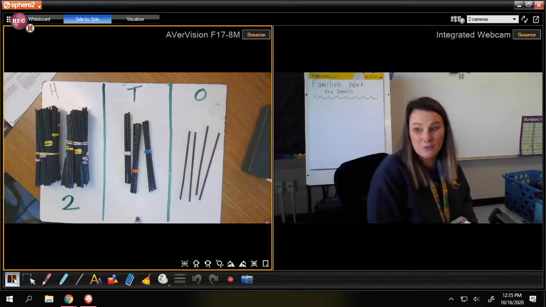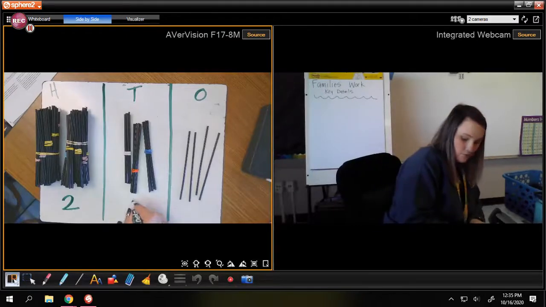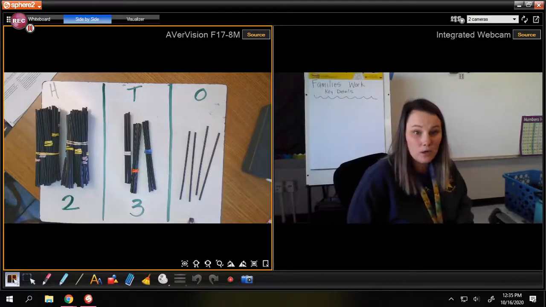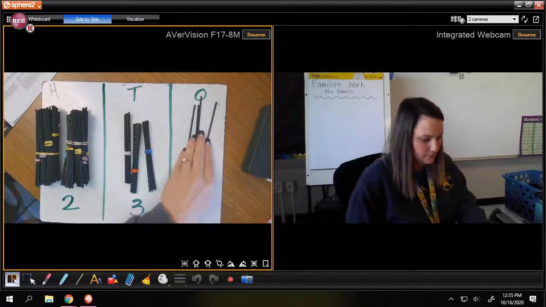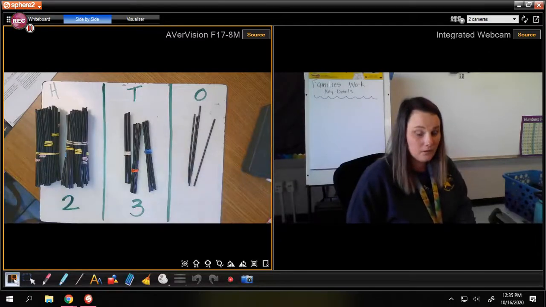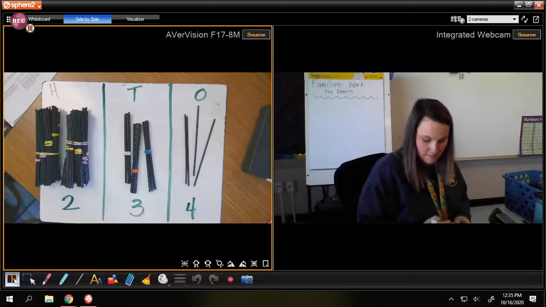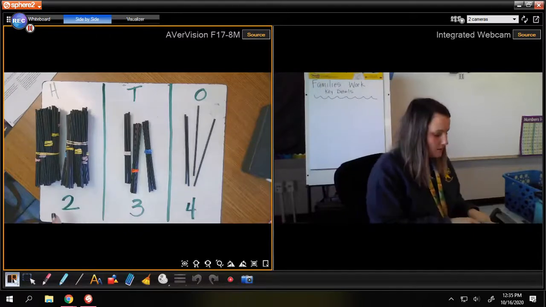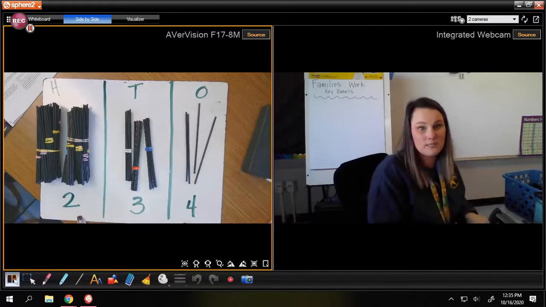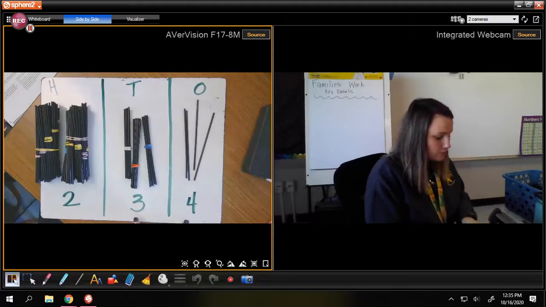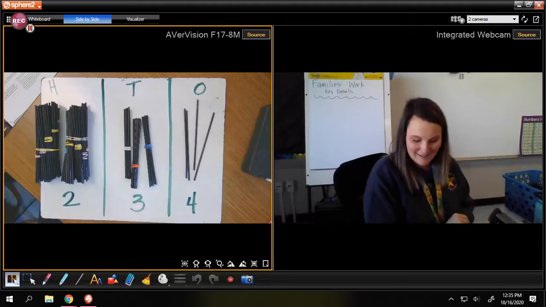How many tens do we have? We have 3 tens. Now, how many ones do we have? We have 4 ones. What number do these bundles represent? If you said 234, you are correct. Awesome.